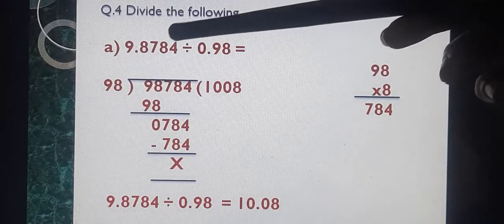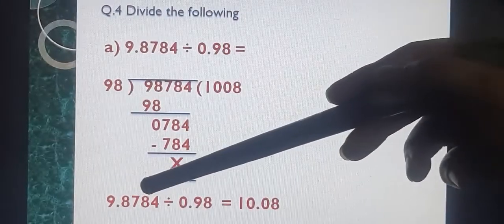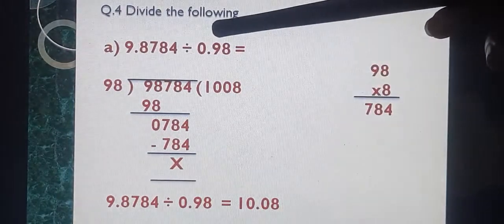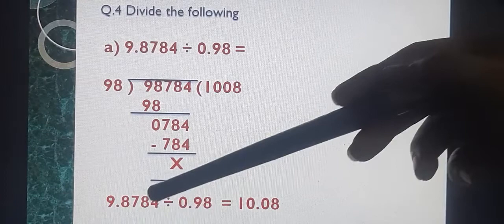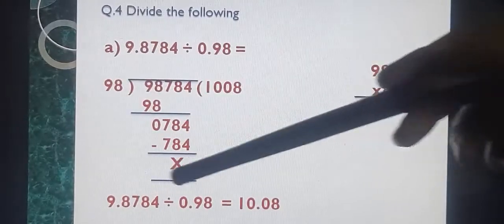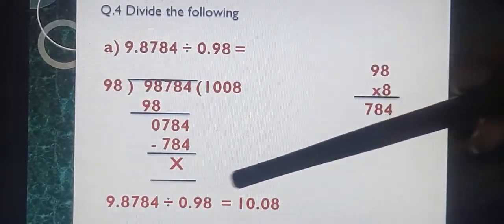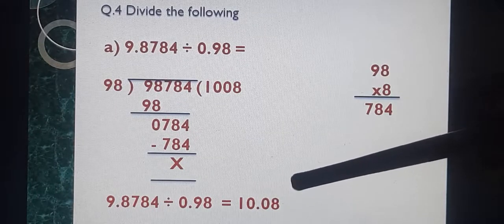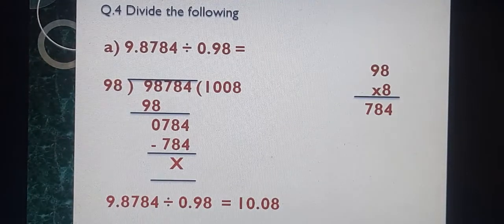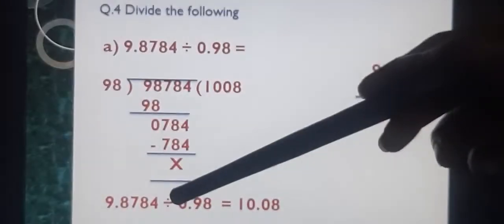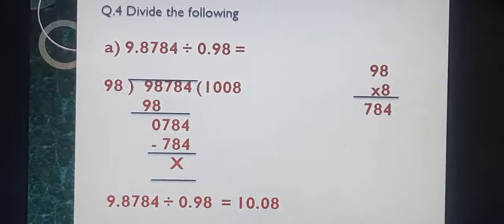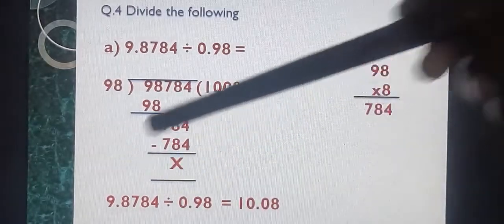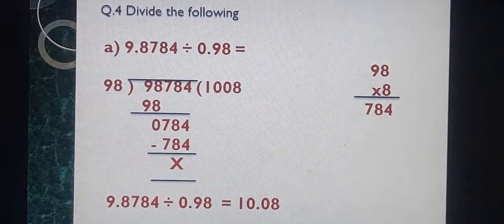In the dividend, how many places of decimal are there? 4. In the divisor, 2, and the sign is division. If division sign is there, we will do subtraction. 4 minus 2, 2. So 2 digits we want in quotient after decimal. And before that, what we have done, when the sign was multiplication, we were adding the digits. Division is there, so we are subtracting the digits now.